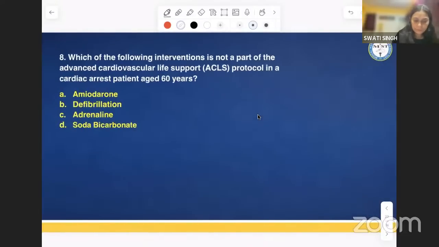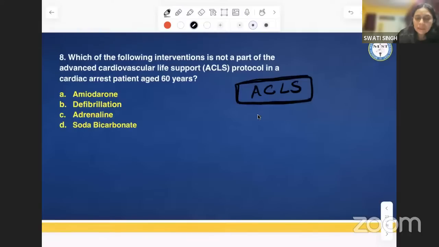Next question. 8th question. Which of the following interventions is not a part of the advanced cardiovascular life support ACLS protocol in a cardiac arrest patient aged 60 years? What's the answer? So what is not part of ACLS? Amiodarone, defibrillation, adrenaline, soda bicarb. So what is not done?